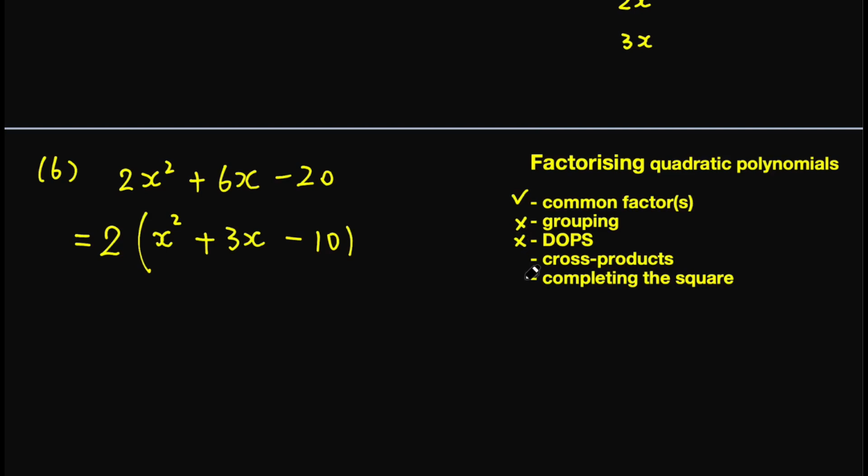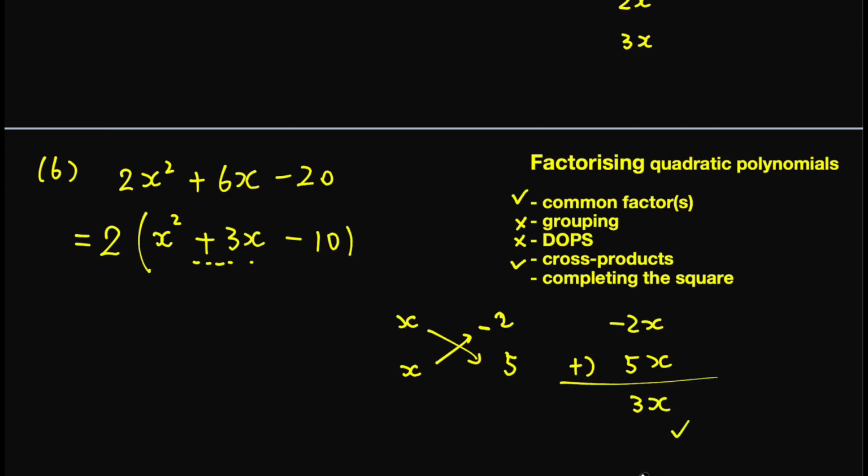Then dots, not directly. Then try cross products. For this one, x squared converts to x times x. Negative 10 converts to 2 times 5. So when I try this, actually I have already got some hints from the middle term. Then one of them should be negative. I will put the negative sign on 2. Then we will have x times negative 2, which is negative 2x, and x times 5, which is 5x. Add them together, we will have 3x. It's just the middle term.